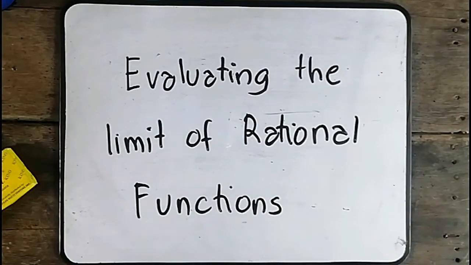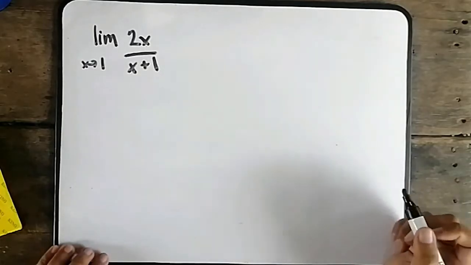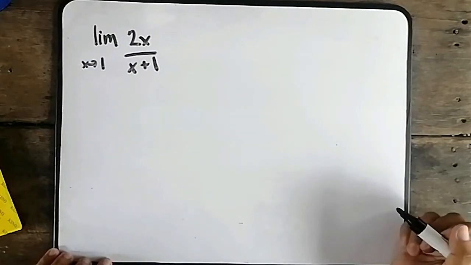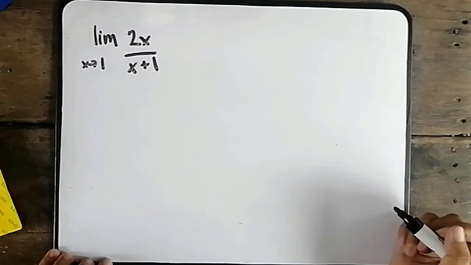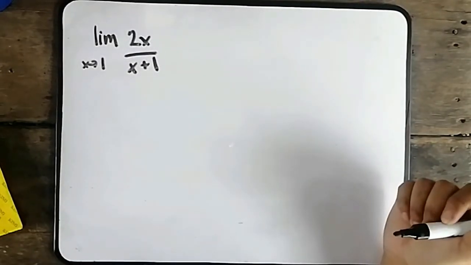So our next topic is about evaluating the limit of rational functions. For the next example, we will evaluate a rational function. Let's say the limit of 2x over x plus 1 as x approaches 1.